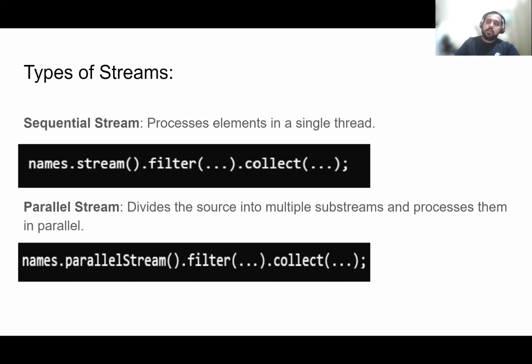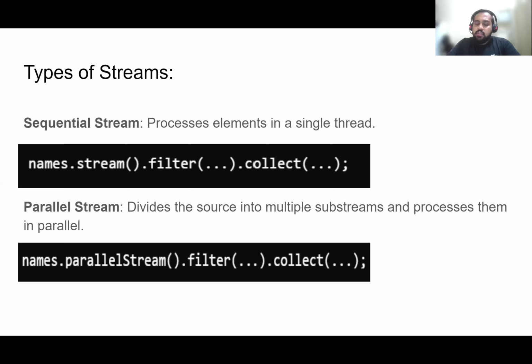Similarly, we have another type of stream, that is the parallel stream. It divides the source into multiple substreams and processes them in parallel. So it will be efficient. More than one thread will be acting on this. That's the reason it's a parallel stream. The efficiency will be more. To call this, we need to use names.parallelStream.